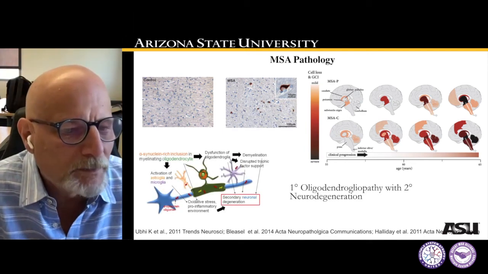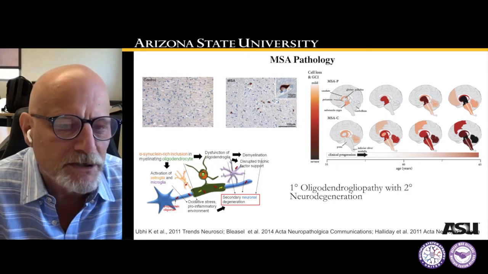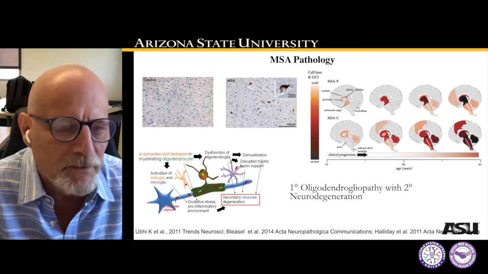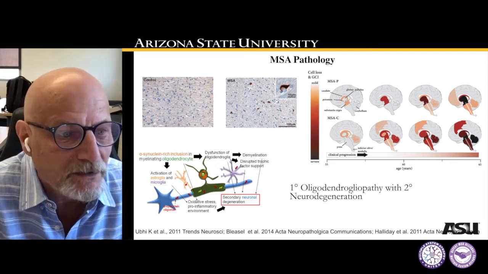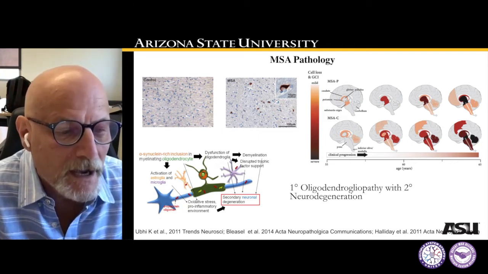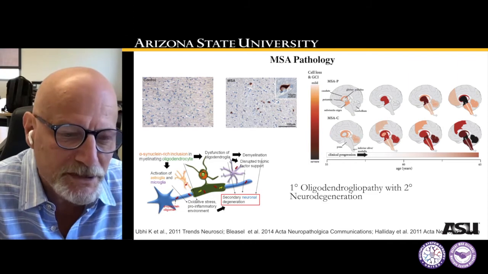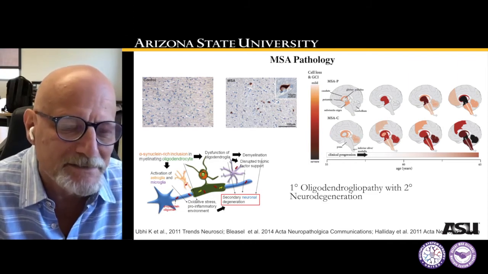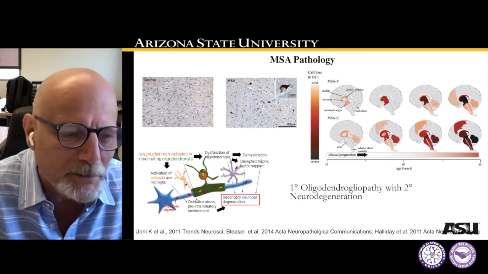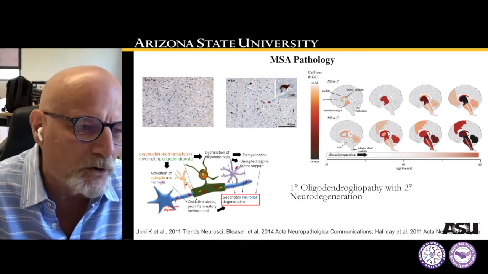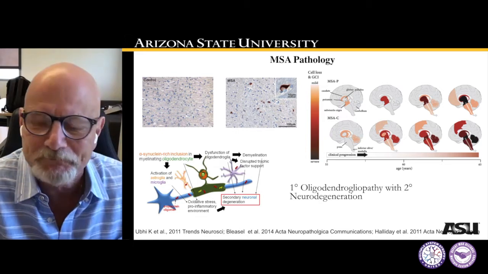So we believe that MSA is an oligodendrogliopathy with secondary neuronal degeneration. So the initial insult, we think, occurs in the oligodendrocyte. There is some controversy as to whether alpha-synuclein is made in the oligodendrocyte or whether it's transferred from another cell compartment. And we'll talk a little bit more about that as we go forward.